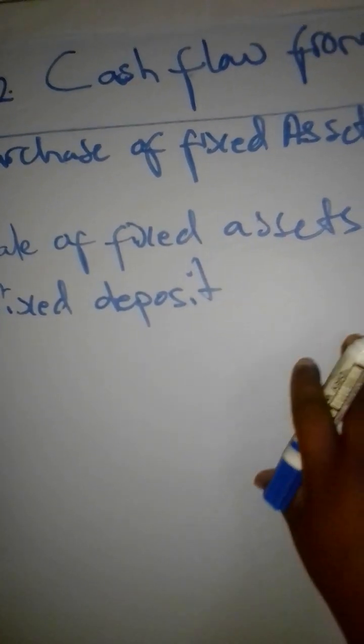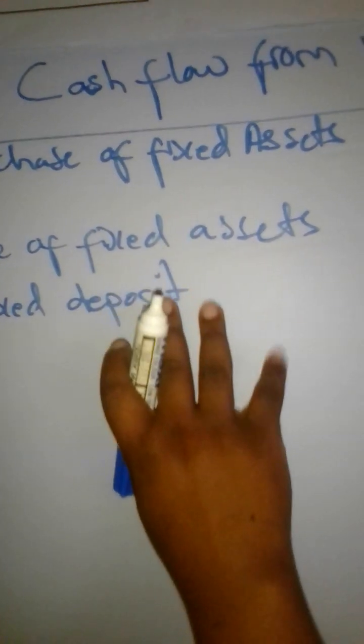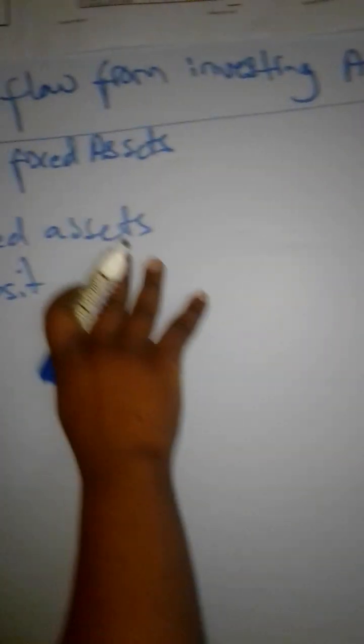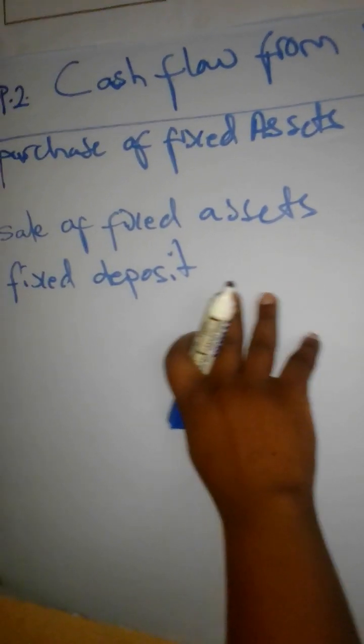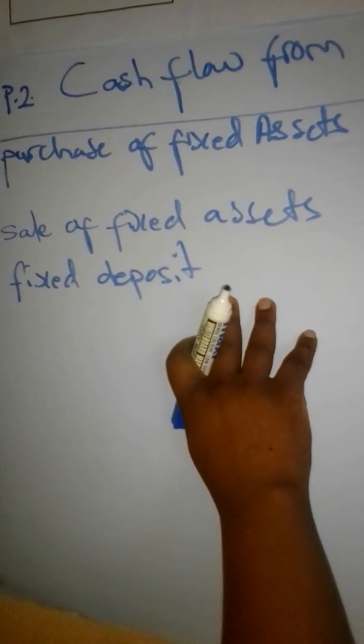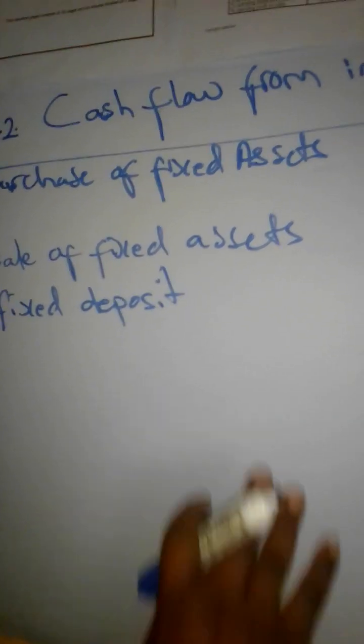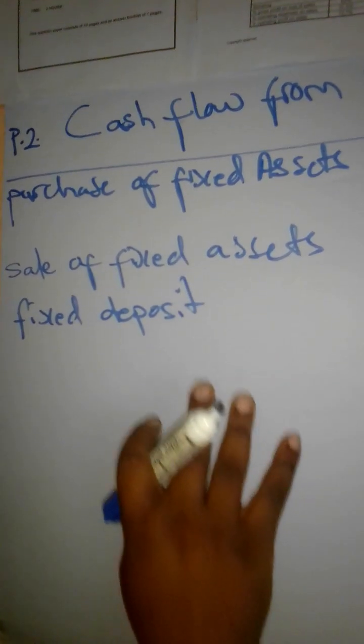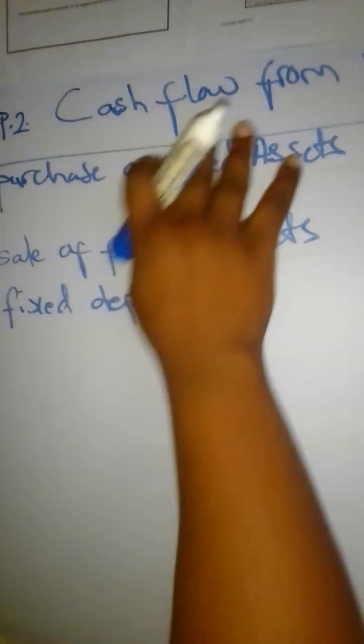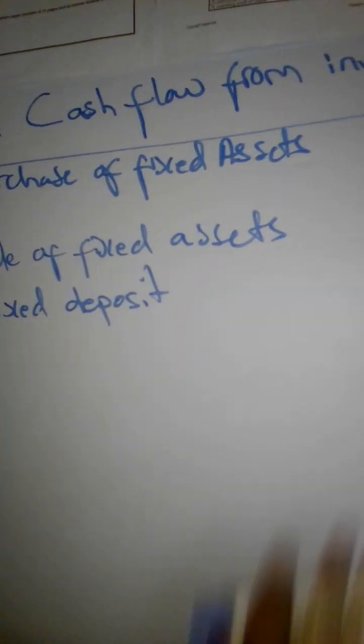So now we are continuing to the second part, the cash flow from investing activities. The investing activities are made up of the fixed assets. Those are the investing activities: the purchase, the sale of the fixed assets, the changes in investments. All those make up the cash flow from the investing activities.